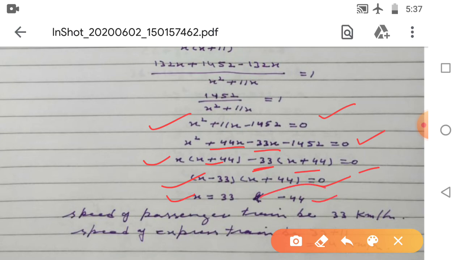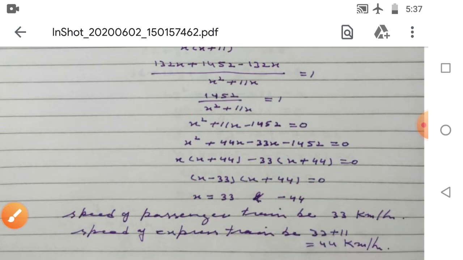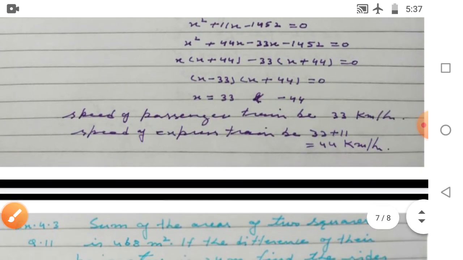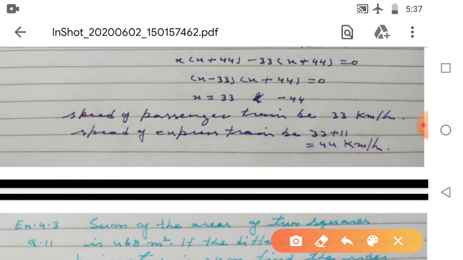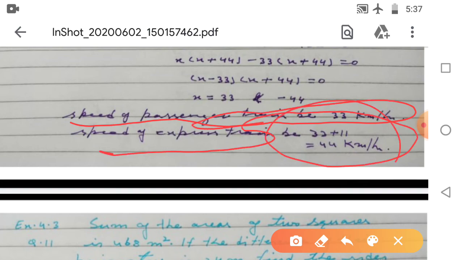So, minus 44 we can cancel, because this is negative, the speed cannot be negative. So, we reject this value minus 44. So, the speed of the passenger train is 33 kilometer per hour and the speed of the express train is 44 kilometer per hour.